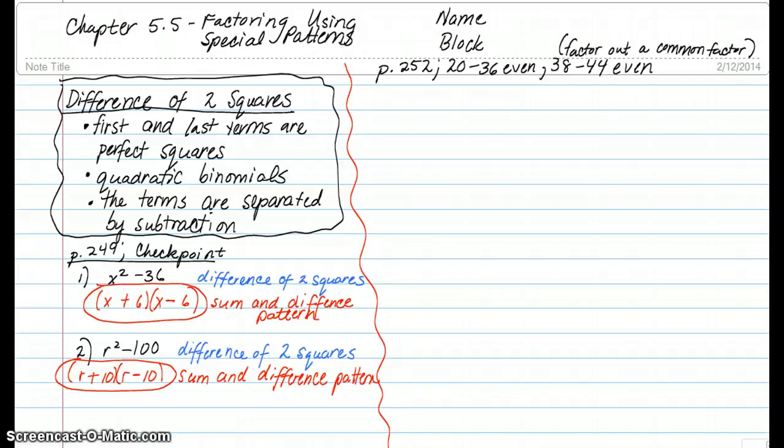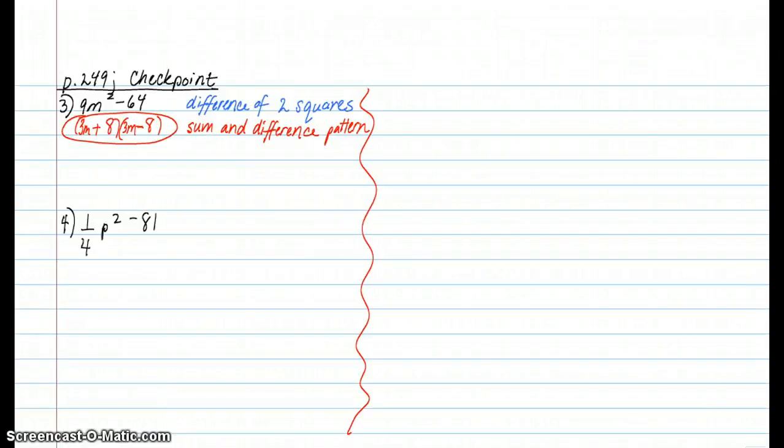Okay, we're going to move on to some that are a little bit more involved. Number 3 is 9m squared minus 64. Again, it's a difference of two squares, two terms, a quadratic binomial, to degree of 2, and separated by subtraction, and 9m squared and 64 are all perfect squares.